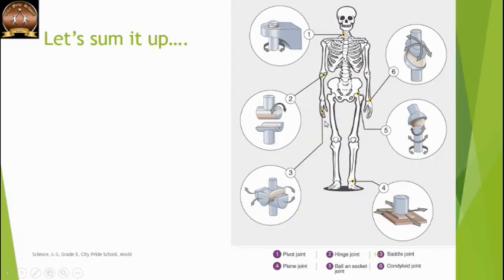Now let's sum it up. We have learned about the 4 major types of movable joints or synovial joints. The pivot joint, which allows side-to-side movement up to 180 degrees, is present in the neck region as well as between the radius and the ulna of the lower arm and the tibia and the fibula of the lower leg. The hinge joint, which allows back and forth movement up to 180 degrees, is found at the elbow joint between the humerus and the ulna of the arms, as well as the femur and the tibia of the knee joint.